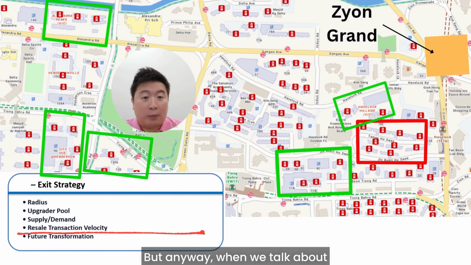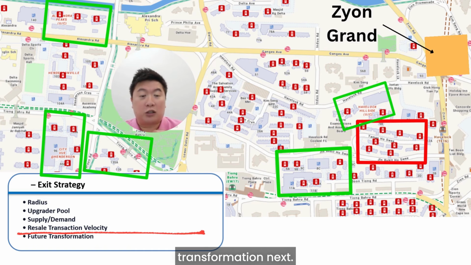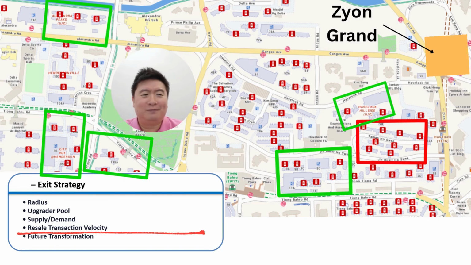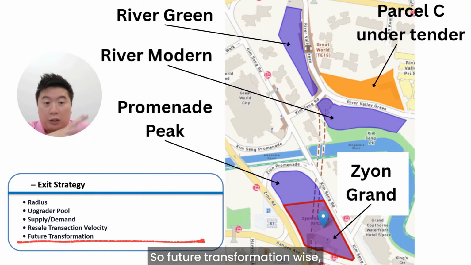Okay, but anyway, when we talk about the resale performance, maybe I'll talk more about that then in terms of the price gap as well. And let's talk about future transformation next. It actually ties back to the five plots of land that I mentioned earlier. So future transformation wise, actually very straightforward. There's not much future transformation in this area.